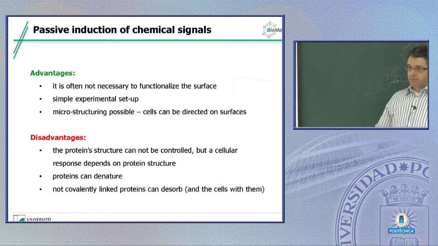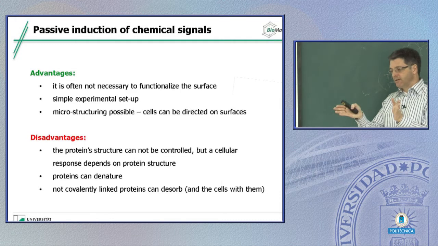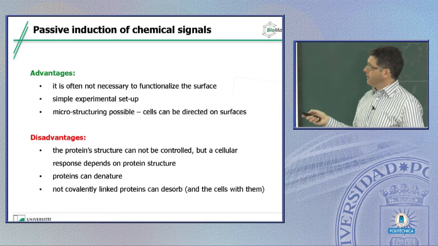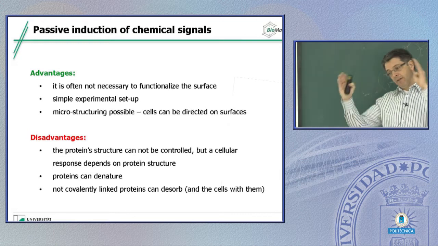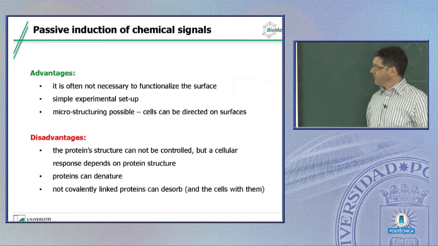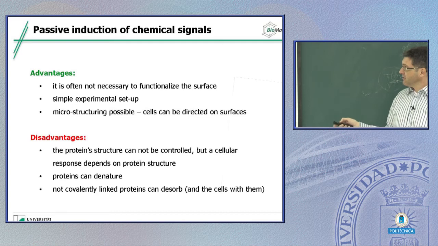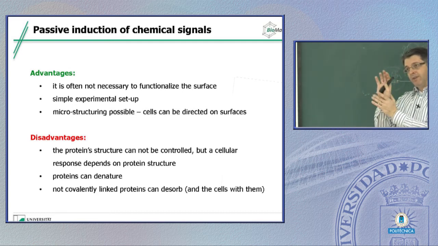The experimental setup is simple. And there is microstructuring possible, so we can actually direct the cells to the surfaces and give them orientation. The disadvantages are that we have no control on the protein structure that binds onto such a surface, but the cellular response depends on the protein structure, as I've shown you with the integrins.